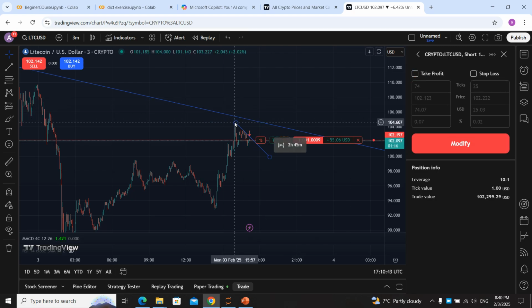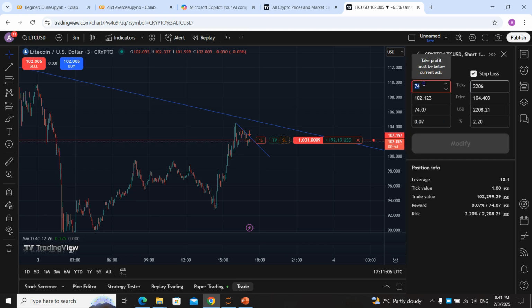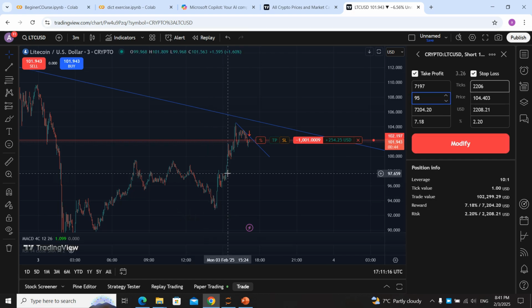We put a stop loss here at 104.40. Let's say 104 and 40. What these tickets do, I don't understand. And we take profit at here. Here is good. 95, let's say at 95 here.